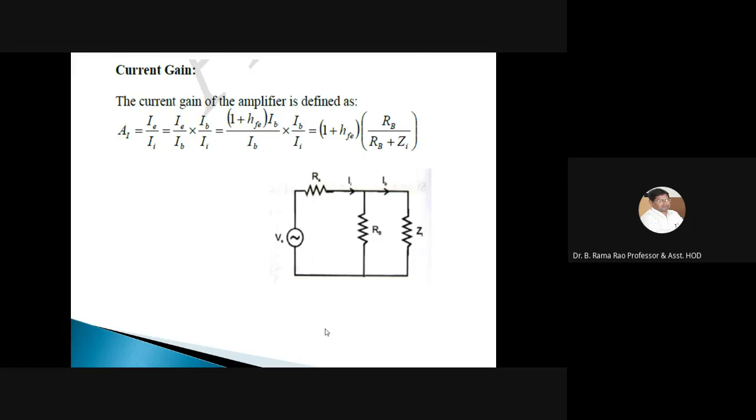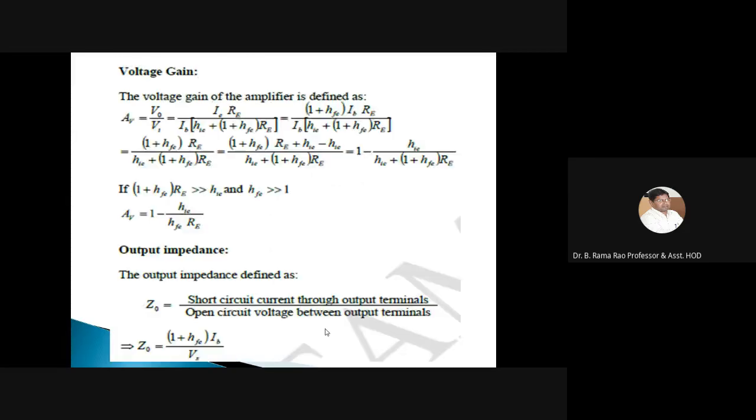Prior to that, we'll go through some Miller's theorem. What is Miller's theorem and what does it say? Why do we go with this Miller's theorem? Is there any importance with Miller's theorem or not? And how does Miller's theorem help while analyzing the amplifier circuit? What is the statement of Miller's theorem?